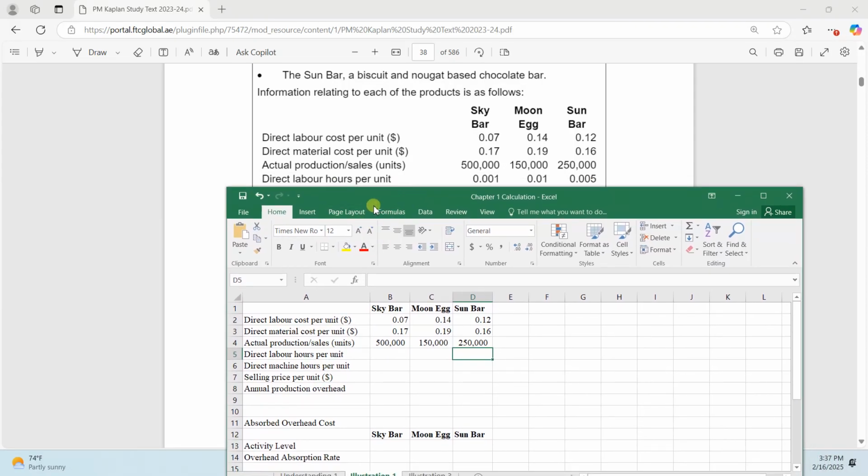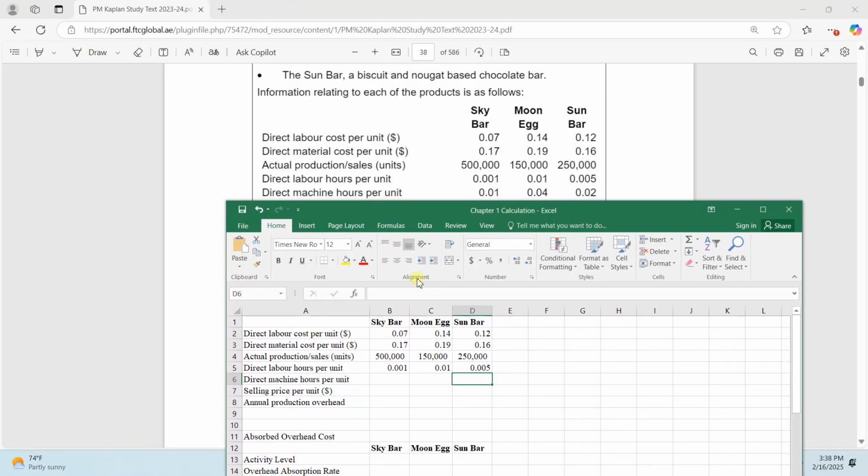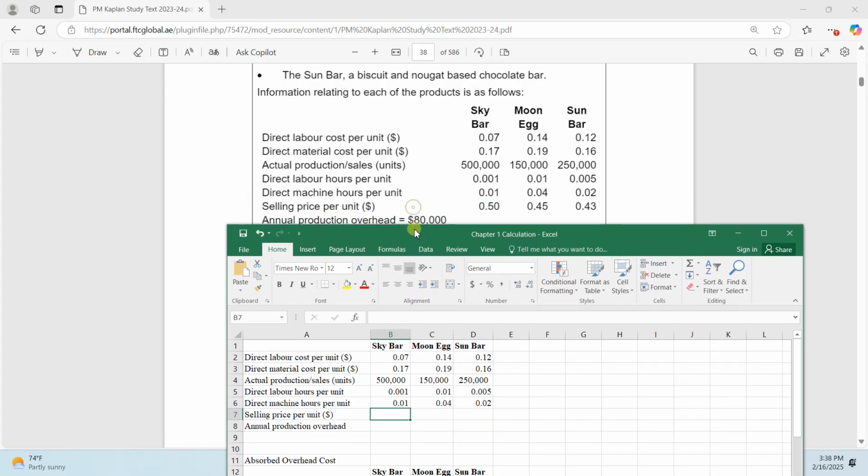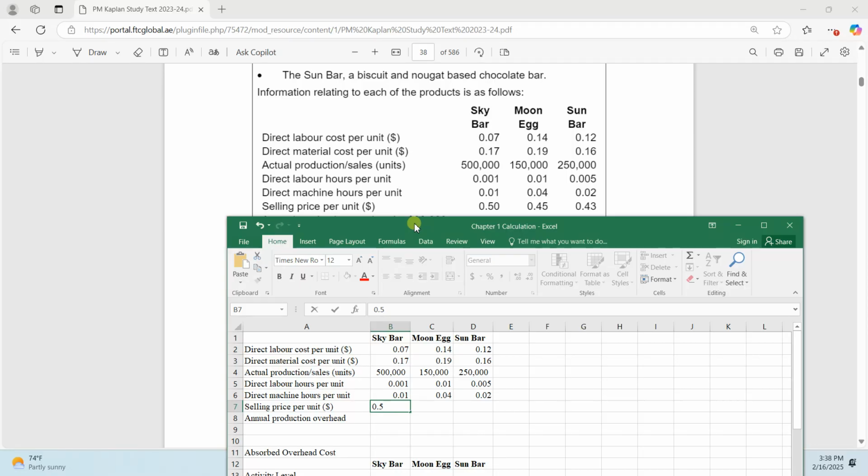The direct labor hours per unit: how many labor hours are consumed for 1 unit? 0.001, 0.01, 0.005. Direct machine hours: 0.01, 0.04, 0.02. Selling price is 0.5, 0.45, 0.43.